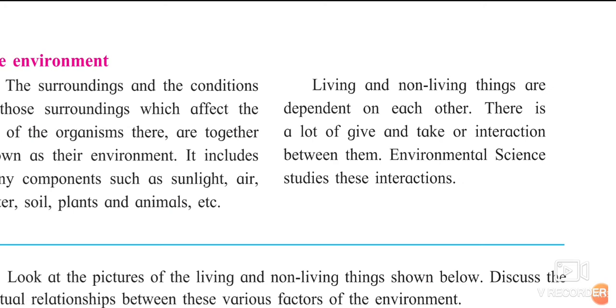Take your own book itself. Now you are using the mobile for your study. Is the mobile living or non-living? Yes, it is non-living. So we are dependent on what? Yes, we are dependent on a non-living thing. Yes or no? So living and non-living things are totally dependent on each other, and there is a give and take between them and us. Okay, environmental science studies this interaction. So environmental science means your EVS is doing the study of this give and take.